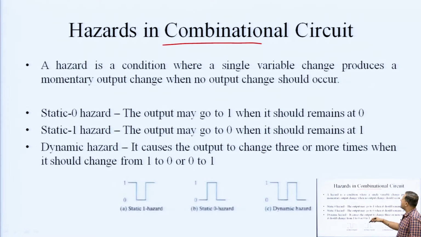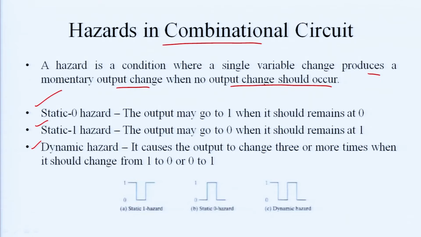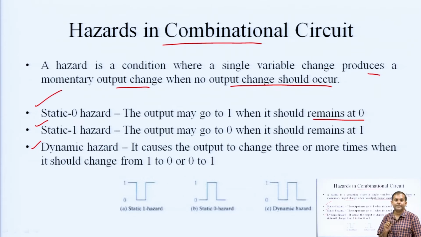A hazard is a condition where a single variable change produces a momentary output change when no output change should occur. There are three types: static 0 hazard, static 1 hazard and dynamic hazard. First is the static 0 hazard. The output may go to 1 when it should remain at 0. It should remain at 0, but the output is going to 1. So, that is called static 0 hazard.